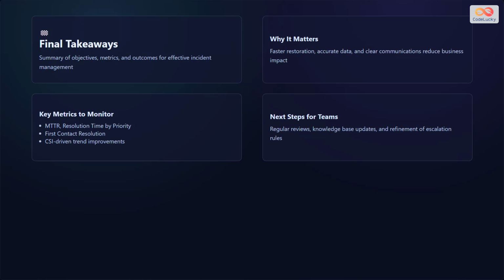In conclusion, effective incident management is about balancing speed with accuracy, communication with action. Faster restoration of services reduces business impact and keeps your organization running smoothly. Accurate data and proper documentation build institutional knowledge that prevents future incidents. Clear communications keep everyone informed and maintain trust during critical situations. Monitor your key metrics regularly, update your knowledge base continuously, and refine your escalation rules as your organization grows. These practices will help you build a resilient incident management process.